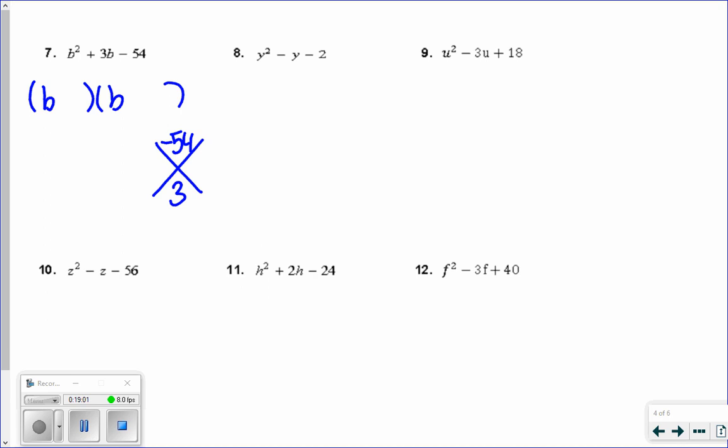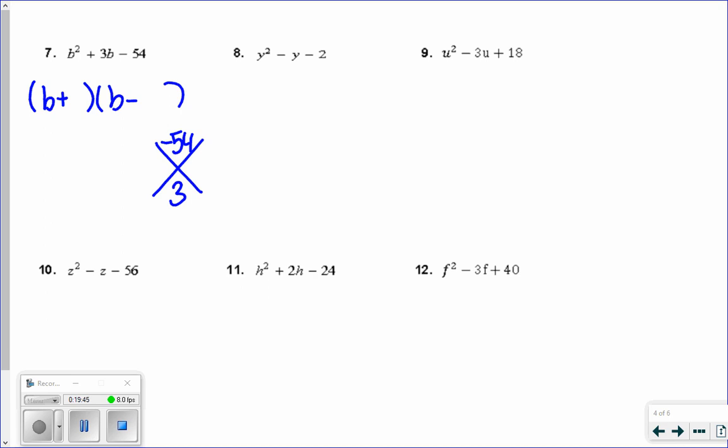Except this time I want you to notice that the 54 is negative, which hopefully right away tells you that your magic numbers must have different signs. That's the only way that we can multiply two numbers and get a negative product, is if our signs are different. And then if you switch into addition and subtraction, you know that when you combine different signs, you're actually subtracting and finding the difference. So we're not looking for two factors of 54 that add up to 3. In fact, you could probably figure out pretty quickly that that isn't going to work, that anything that adds up to 3 isn't going to give you 54. But we are going to look for two factors that have a difference of 3.